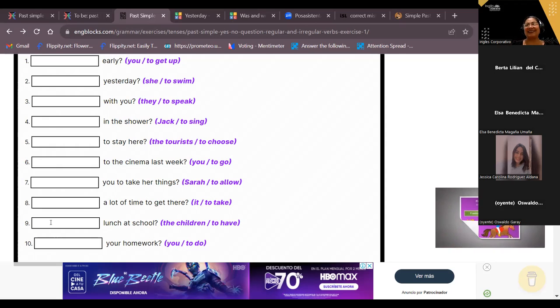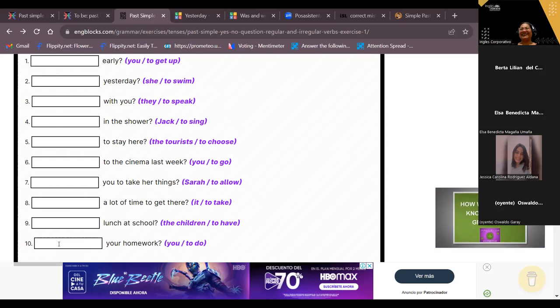Number nine. Did they help? Or, como aquí nos pone the children, es que ese vamos a utilizar. Did the children have lunch at school? And finally, we have the last one. Espérame. Did you, sería did I do? No. Sería el you. Did you do? That's it. Did you do your homework?